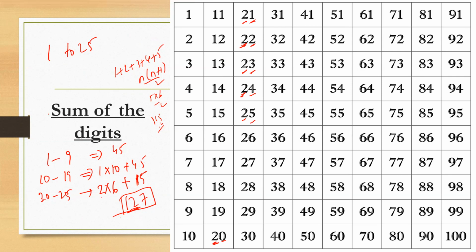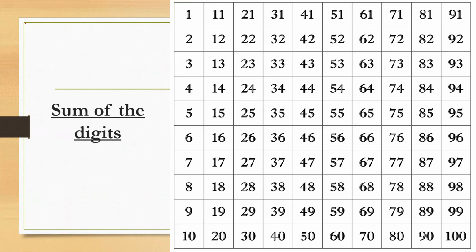Okay, let's try one more. Let's say from 1 to 38. Okay. What will be the sum of the digits if you go from 1 to 38? Okay. 1 to 38. Try this one. Break it down. Okay. What will be the sum of the digits?